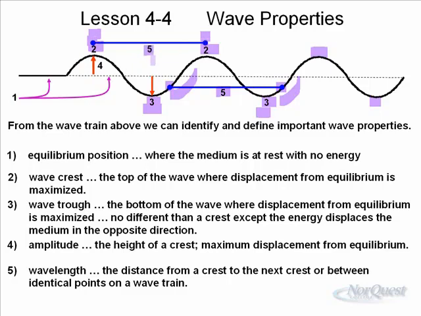So this is the typical one, but you could also be between a trough and a trough, or between any two identical points on a wave. All right, so those are some important concepts and ideas that we need to understand when we're talking about waves and wave properties.